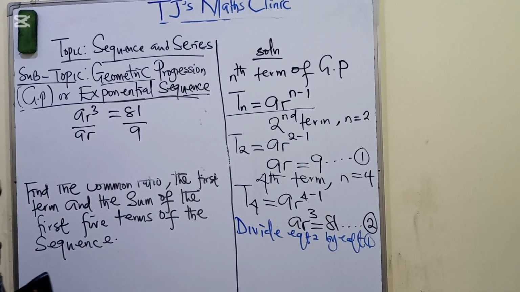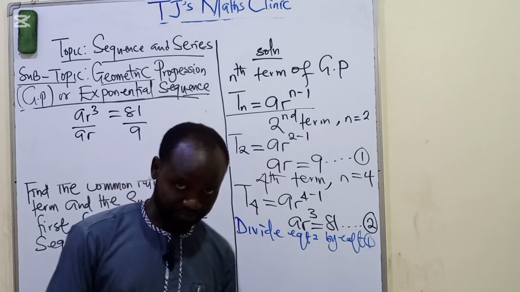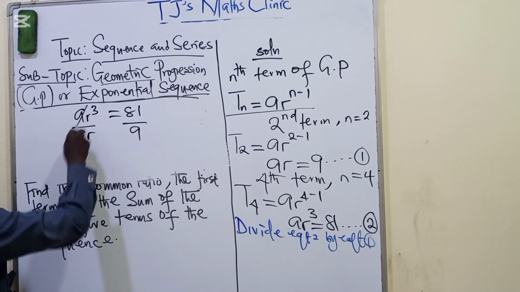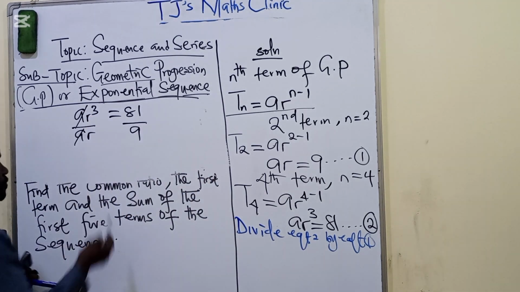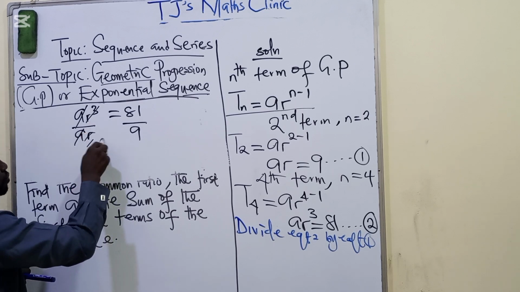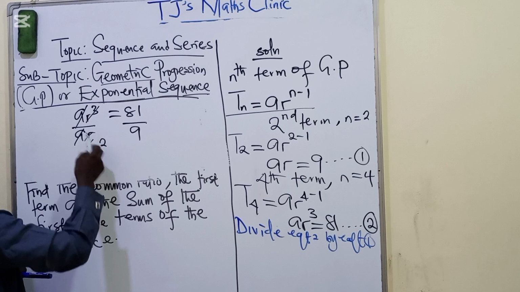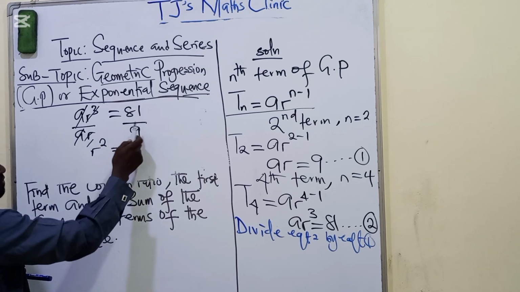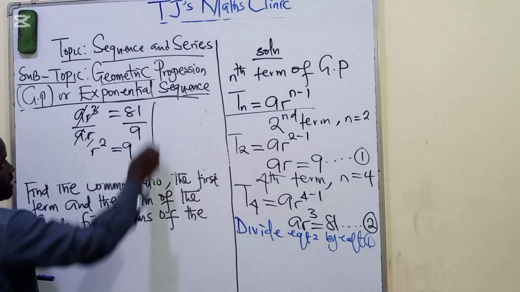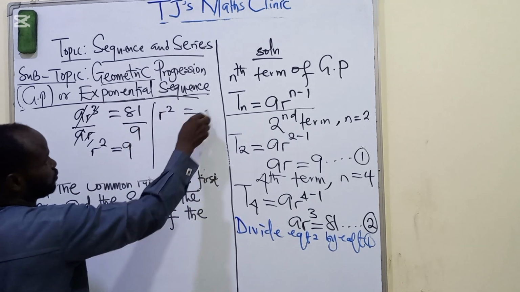The aim is to find the first term and the common ratio, respectively. So at this point, we can divide. A divided by A is 1. R power 3 divided by R leaves us with R squared. This will now be equal to 81 divided by 9, which is 9. At this point, we can find the common ratio. So R squared will be equal to 9.